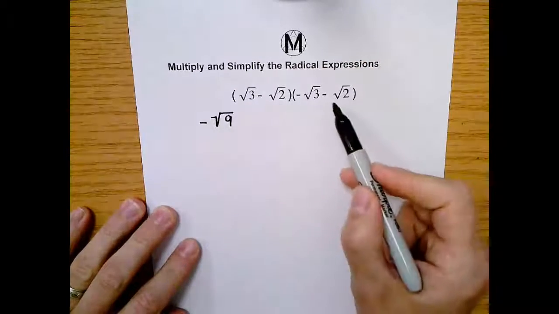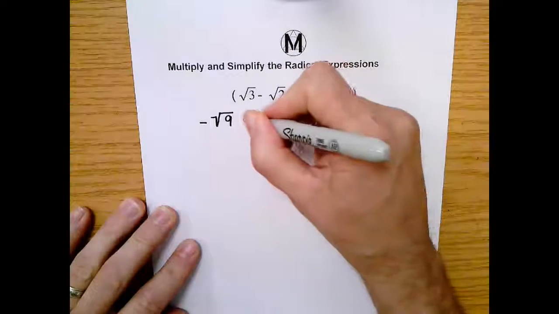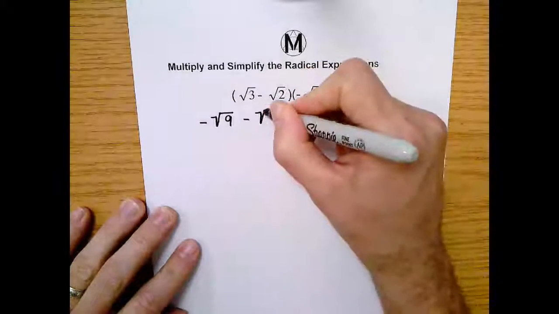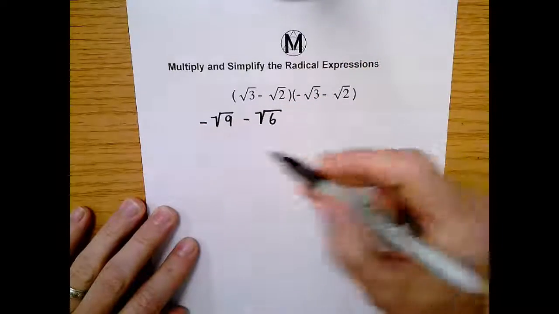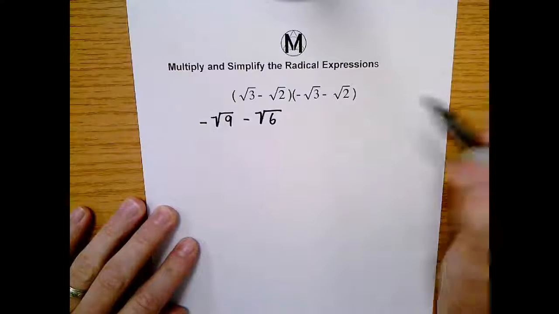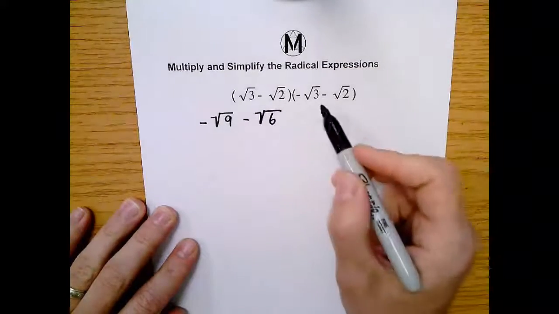Root 3 times negative root 2 is going to give us negative root 6, okay? And these are multiplying. Oh, excuse me, there's a subtraction sign there. So it's negative root 9 minus root 6, excuse me. Okay, so then we do the inside.